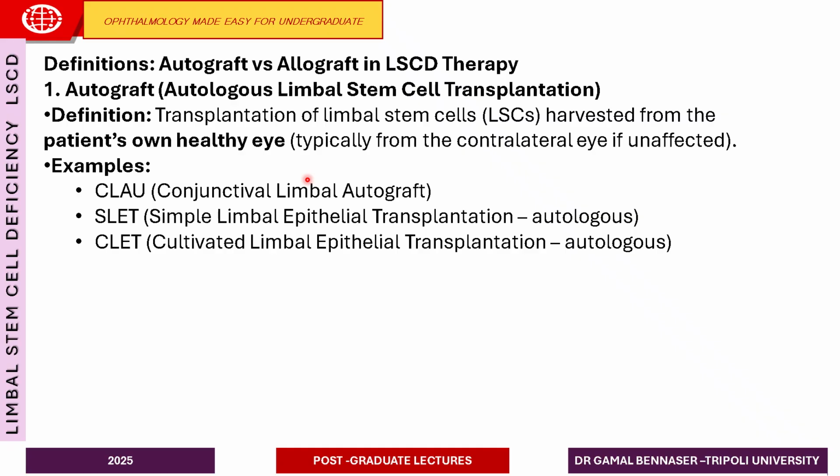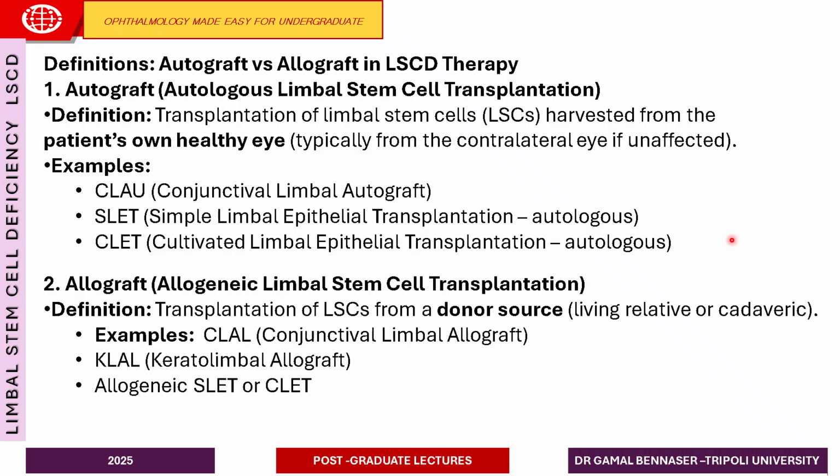Now, the typical examples of autograft are the conjunctival limbal autograft, that's CLAL, and the CLET, that's cultivated limbal epithelial transplant. Later, we will speak about the meaning of cultivated limbal epithelial transplant. So the autograft is usually suitable for unilateral total cases because the contralateral eye will be healthy, so we can choose the graft from the other eye.